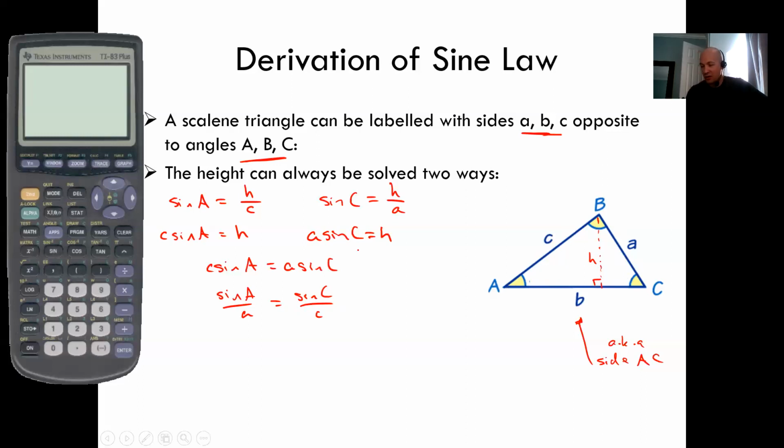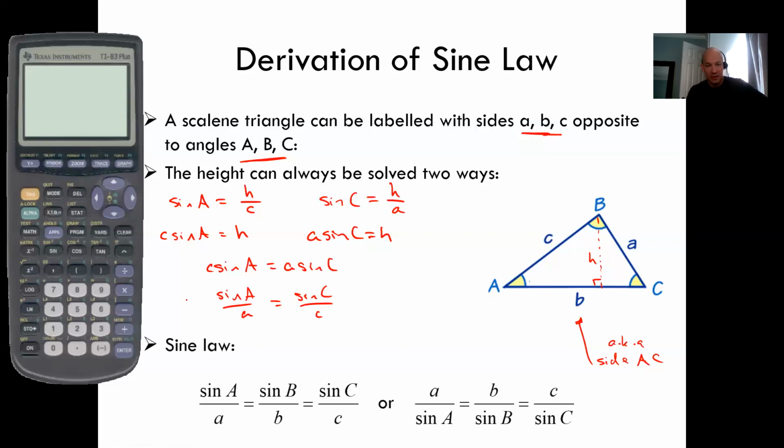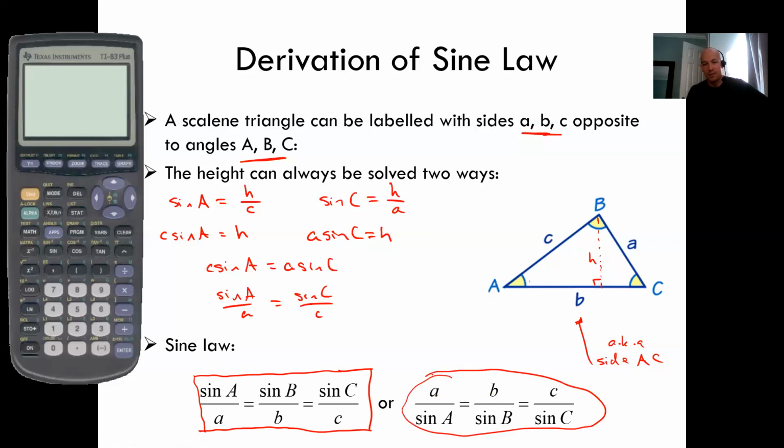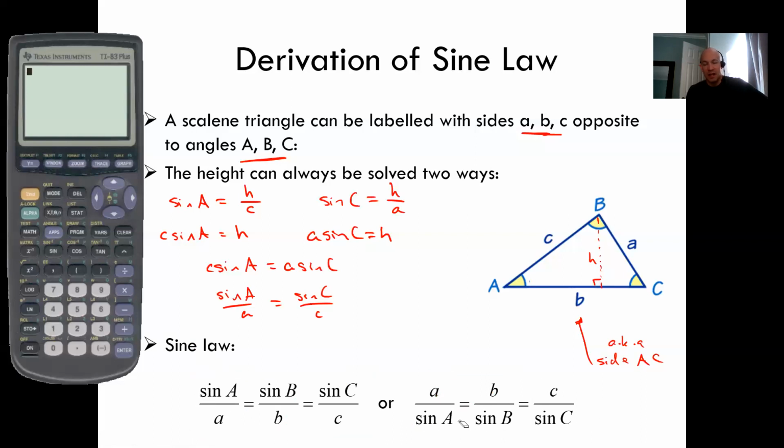And when we put it all together here, I'll just give you the result rather than showing you all the different ways you could do it. The result is this. This is sine law here on the left, where you have sine A over A is the same as sine B over B is the same as sine C over C. And if you flip the whole thing around, you can take the reciprocal to get this guy over here. So that's sine law. It's handy. We don't ever have to actually know the height of the triangle. That was just something we used to derive it, and this is the result.